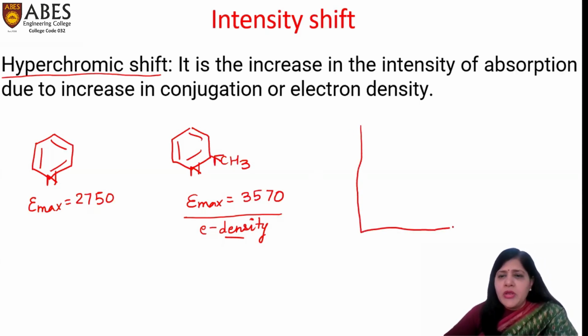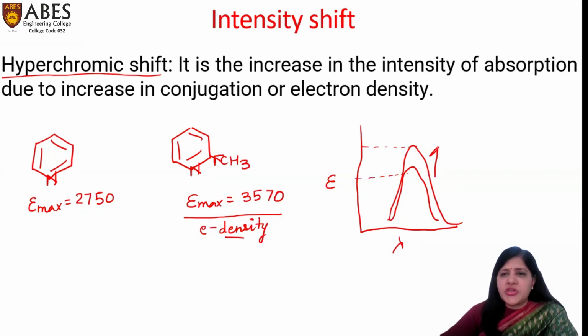So what happens? This is the absorption and this is wavelength. In case of pyridine, this is the absorption pattern, and in case of methylpyridine, this is the absorption. Now the molecule is absorbing more radiation. This is an increase in absorption, an increase in intensity.